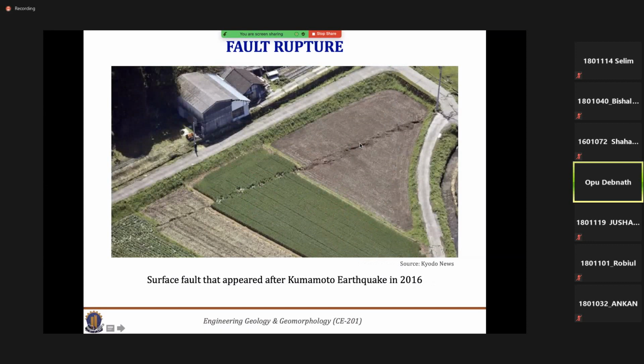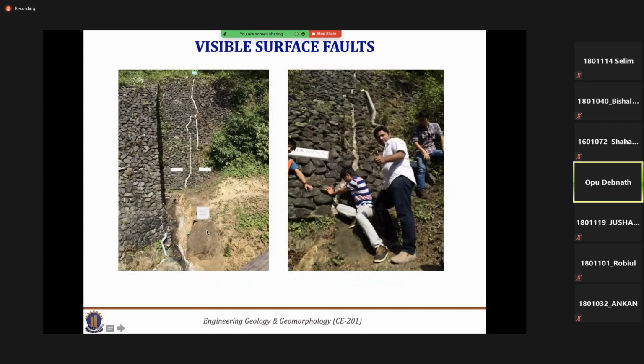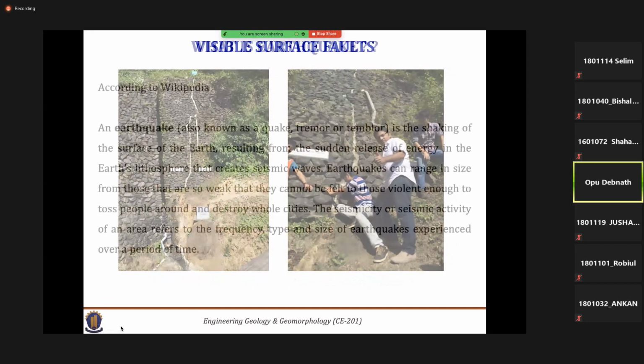This is another example of a surface fault. That means the side by side movement, and the line along which this movement occurs is known as the fault line of the earthquake. This occurred in the 2016 Kumamoto earthquake. Here are some more examples of visible surface faults.